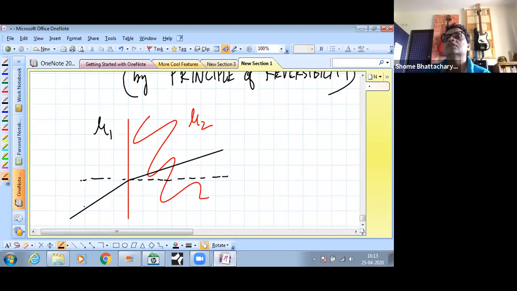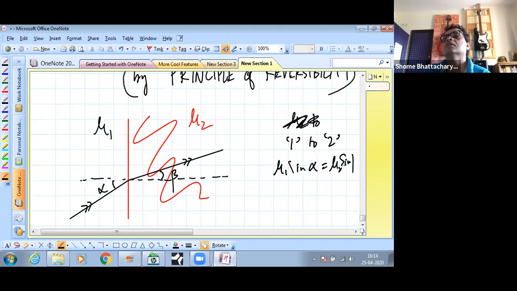Now this will work both ways. If the light is coming this way and this angle is alpha and this angle is beta, so medium 1 to medium 2, we will have mu1 sine alpha is equal to mu2 sine beta. This is the angle of incidence and this is the angle of refraction. Okay. But on the other hand, if we have a situation where the ray is actually coming this way, but at an angle of incidence equal to beta, then you can be sure that they will go this way by Snell's law.